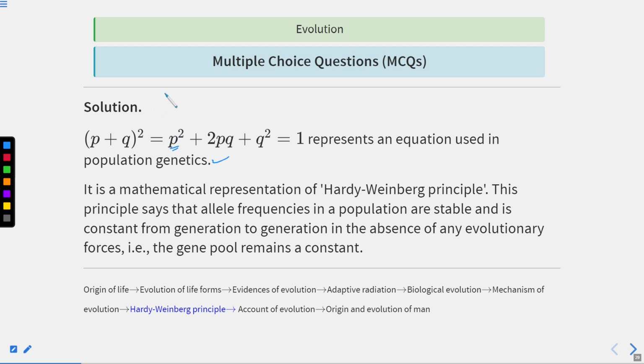Okay, this I have already told you. p² represents the homozygous dominant, whereas 2pq represents heterozygotes. Okay, heterozygous. And q² is the homozygous recessive individuals.